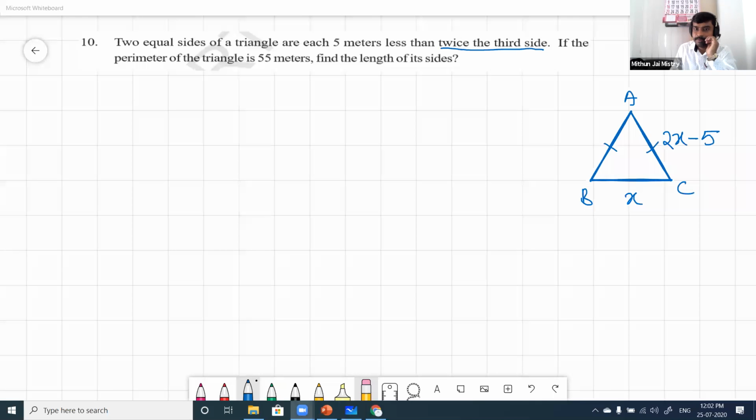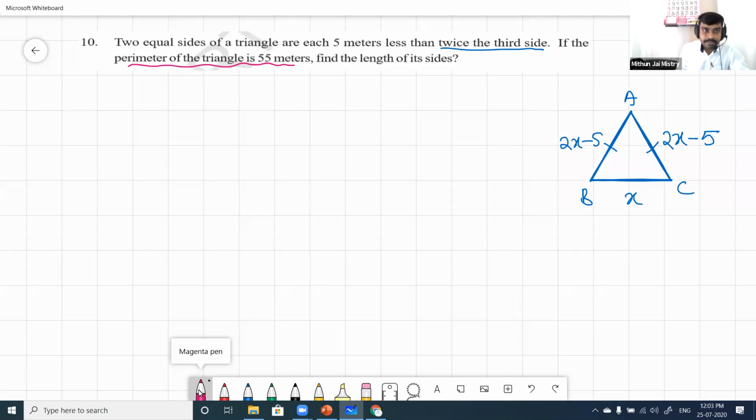I hope you're getting me, right? Okay. So even AB will also become the same, 2x minus 5. Again, I repeat: two equal sides of a triangle are each 5 meters less than, that's why minus, twice the third side. The third side I took as x. So the same thing we are going to write now. Perimeter of the triangle is also given as 55 meters. That is the second condition which is going to help me.